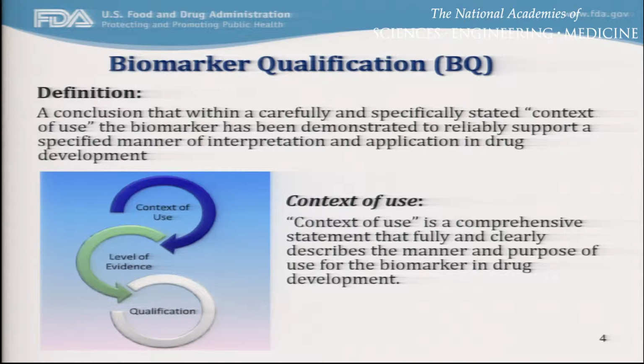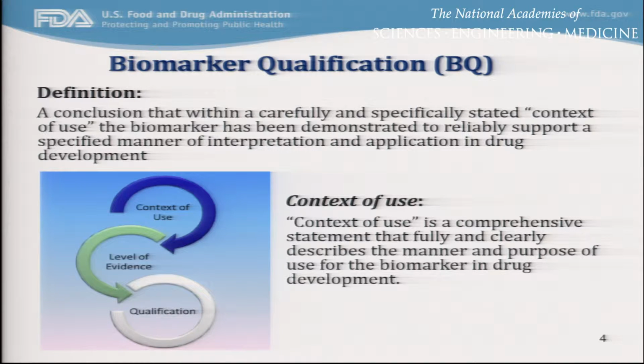Here's the definition of biomarker qualification. It's a conclusion that within a carefully and specifically stated context of use, the biomarker has been demonstrated to reliably support a specified manner of interpretation and application in drug development. The term context of use makes it different from so-called validation. Context of use describes the manner and purpose of use for the biomarker in drug development. So when the biomarker is qualified, it's qualified for that specific context of use.